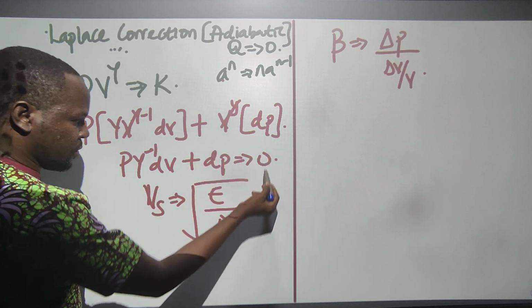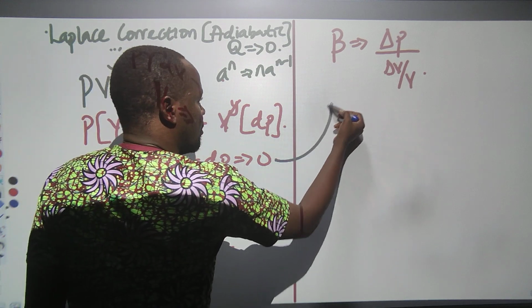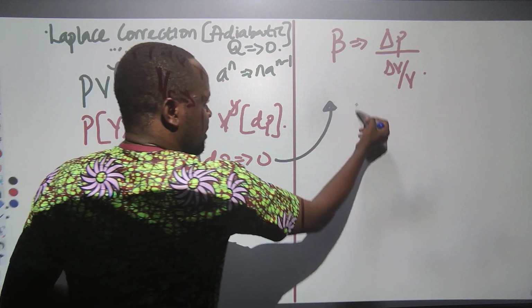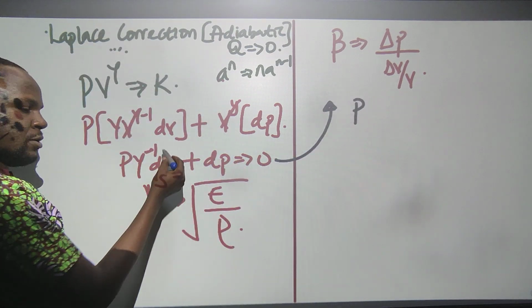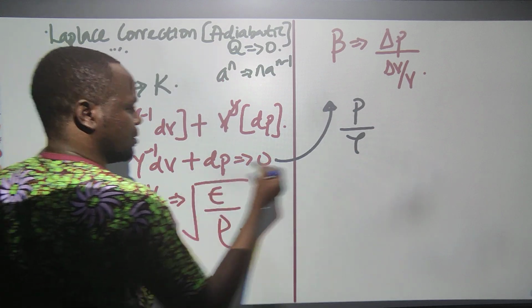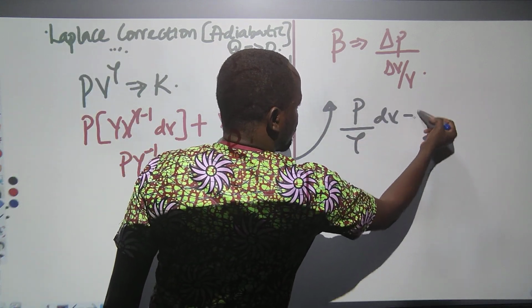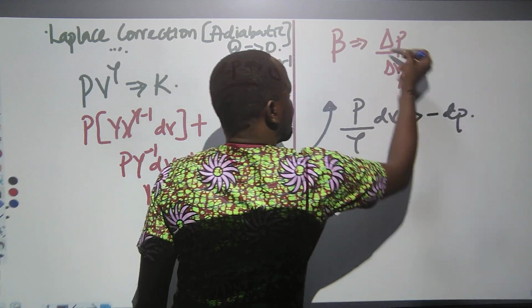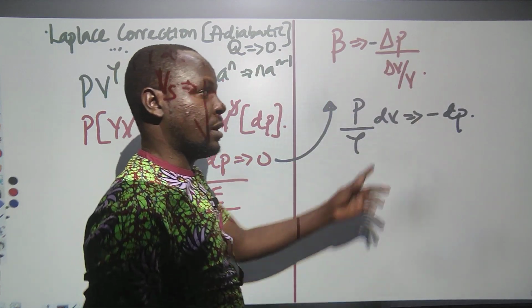See, if I move this one to the other side, this is what I want you guys to see. Something raised to the power minus 1 is 1 over that thing. P over gamma, then dV is equal to negative dP. That's what I'm having from here. Remember the formula has a negative, just like what I did the other time.